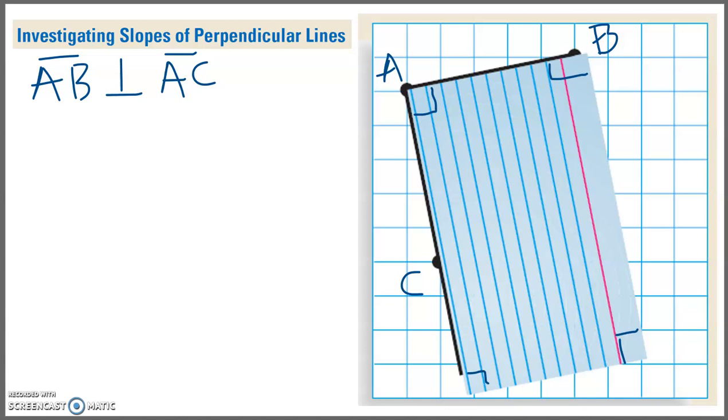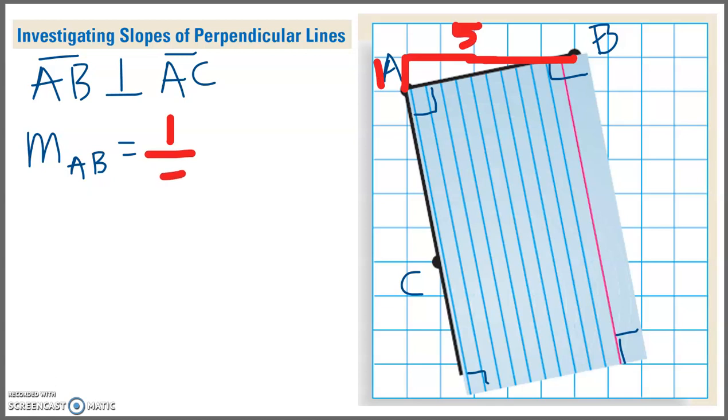So now we're going to find the slope of line AB. Remember, slope is rise over run. So we rise 1, we go up 1, and we run 1, 2, 3, 4, 5. So we rose 1 and ran 5. So it looks like this slope is positive 1/5.